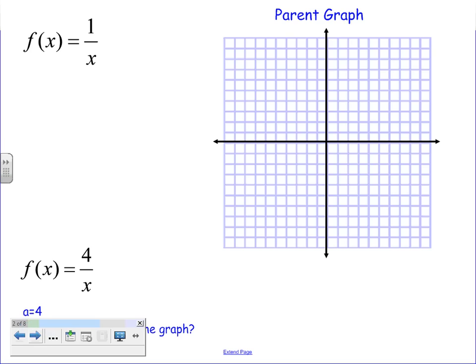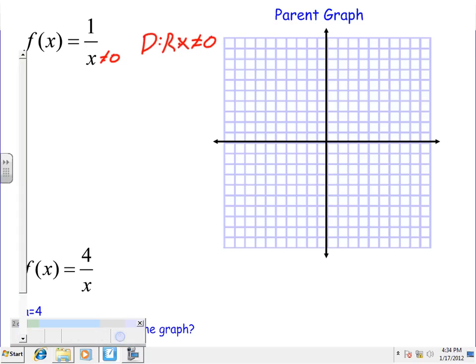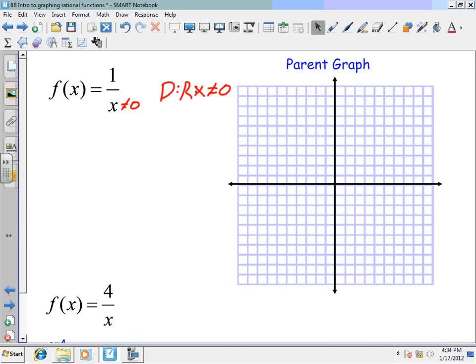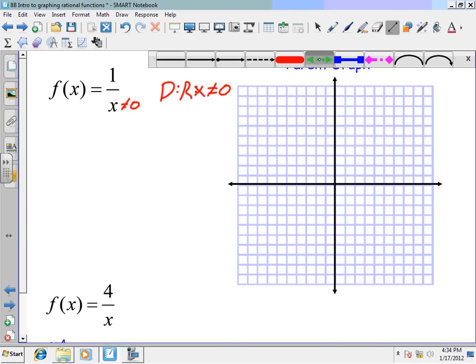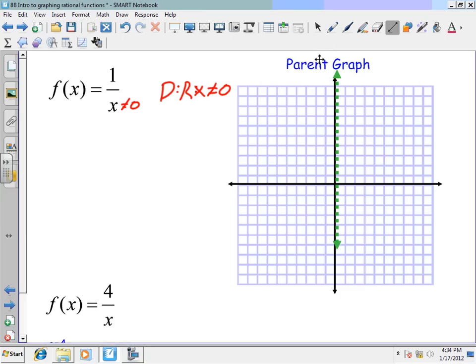Now again, we talked before about we have two different types of asymptotes. We say, okay, where can't we have a domain for x? Well, domain is going to be all real numbers except x cannot equal 0. Because if we have 0 on the bottom, can't happen. Okay, can't divide by 0. So what we're going to do is draw a dashed line here at x equals 0. Okay, we can't have a domain there. So that's an asymptote, a vertical asymptote.